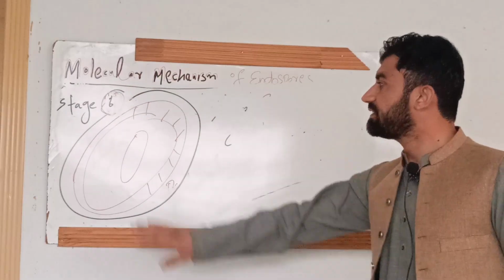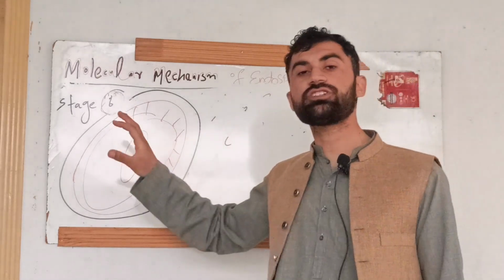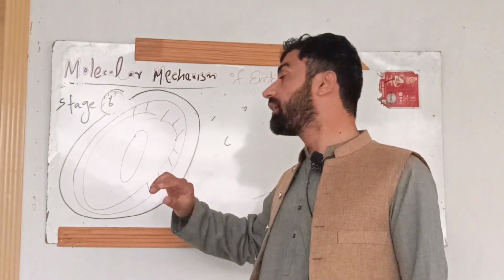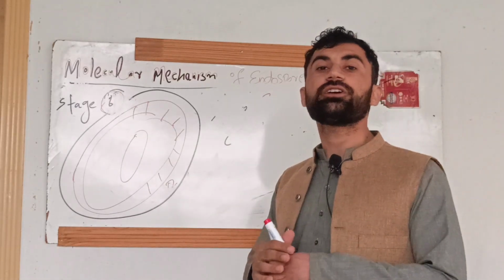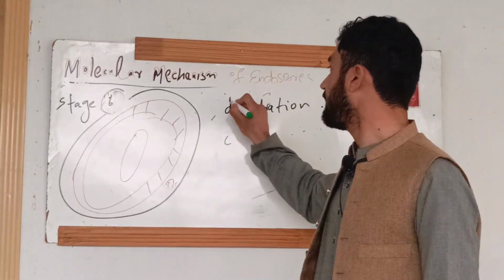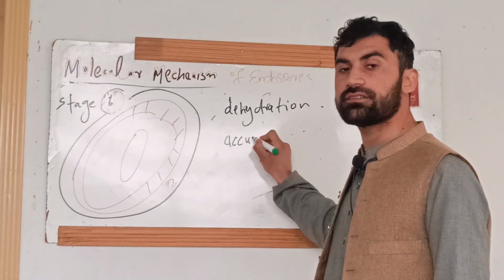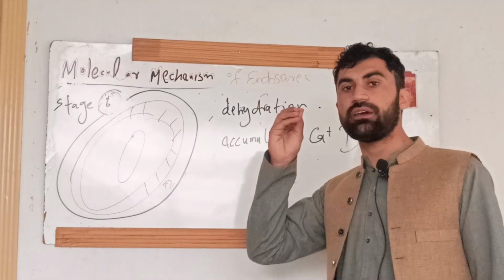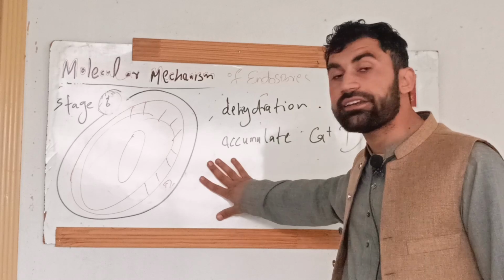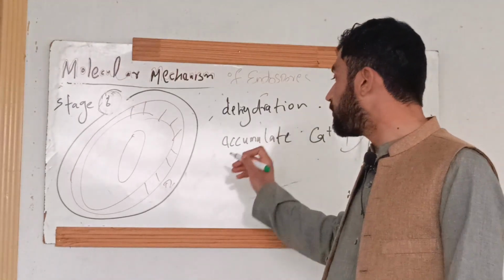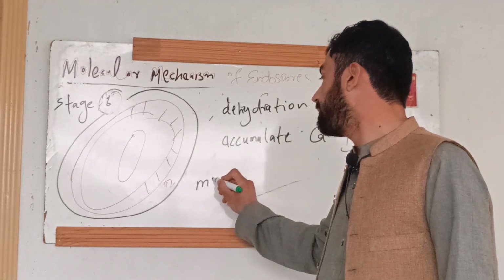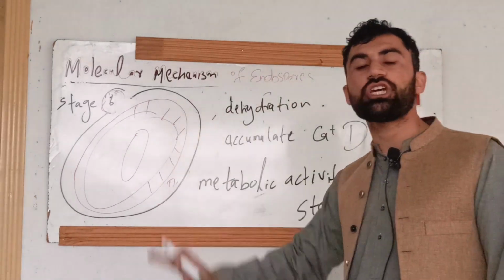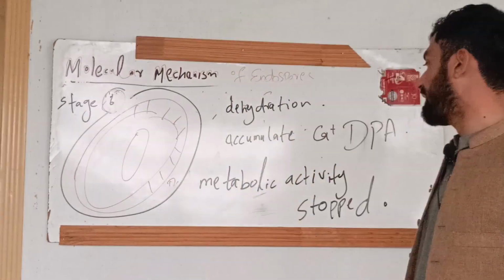This is rare. At stage 6, you can see here that now the spore is matured, the spore coat is formed, the spore cortex is formed. It undergoes further dehydration and accumulates calcium dipicolinic acid. The most important step at this stage is that the spore becomes metabolically inactive. Now the spore is completely matured and ready to be released.